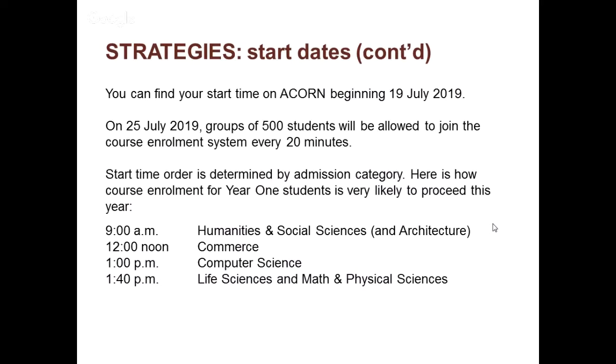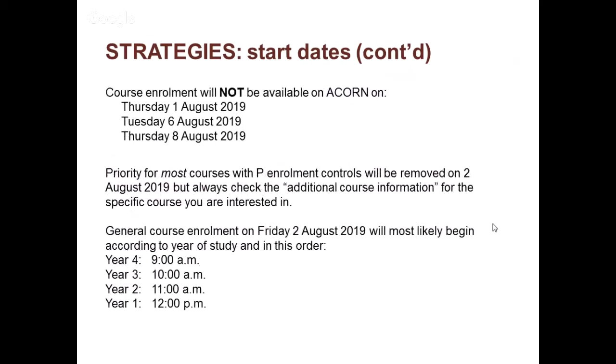Okay, on August the 2nd, again, people get in a particular order, and this is how it worked last year. The year 4 students got in first at 9, then the year 3, then the year 2, then the year 1 students. So the year 1 students got in last on August the 2nd. So if there's a course that has a P and you don't have that P priority indicator, you try on August the 2nd. And I'm pretty sure that you will not have a specific start time. I'm pretty sure everybody will just start at 12 o'clock. Does that make sense?